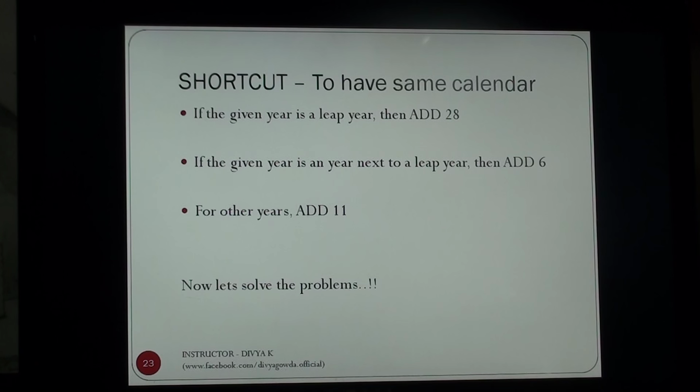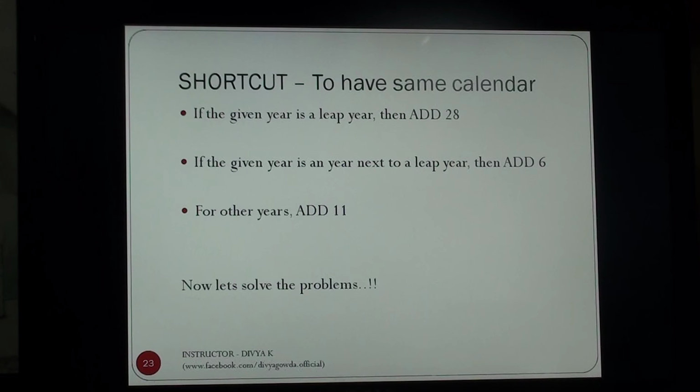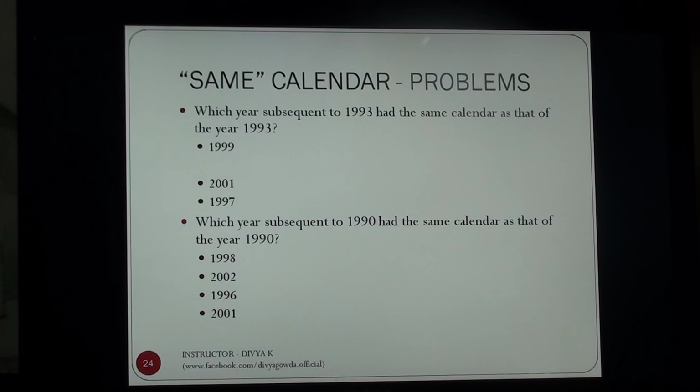So now let's solve the problems which I gave you. First one, which year subsequent to 1993 had the same calendar as the year 1993? Is 1993 a leap year? Definitely not, because it is an odd number first of all. But is it a year next to leap year? 1992 was a leap year, that means 1993 is a year next to leap year. If it is a year next to leap year, what should you do? You have to add 6. So just add 6 to 1993. What is your answer? Yes, 1999 should be the right answer.